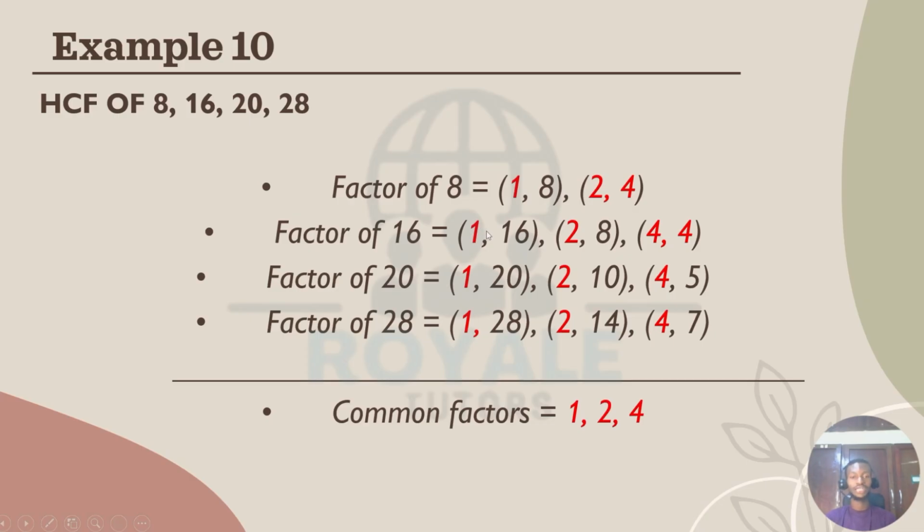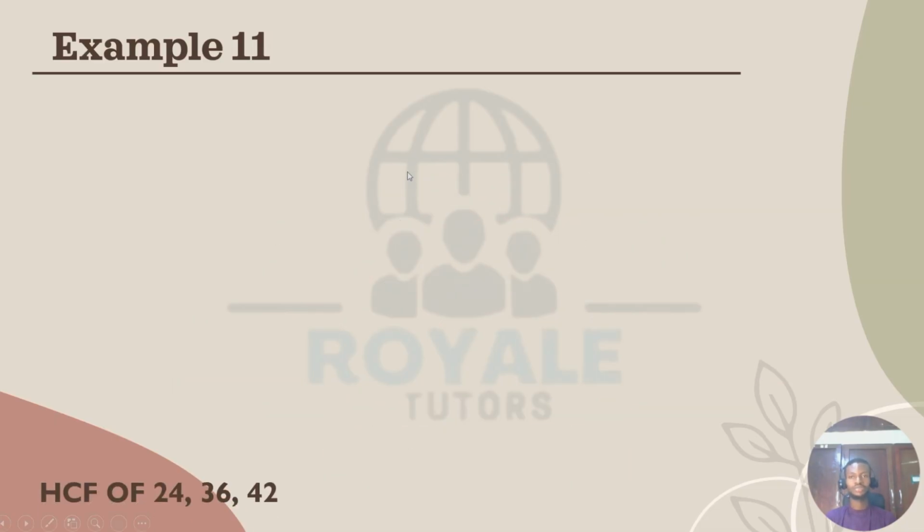Let's look at the highest common factor, that is the biggest of all the common factors, and that is 4. That is the highest common factor. Let's look at another example, example 11.